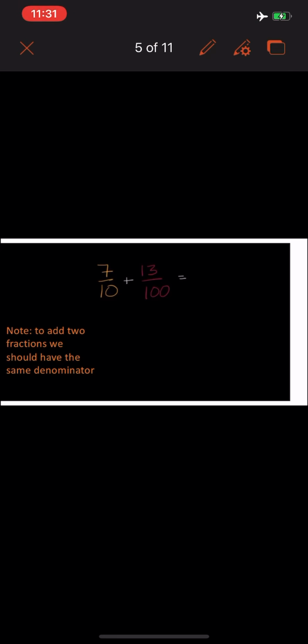As you see here, 7 out of 10 plus 13 out of 100. What can you notice here, girls? We said before, to add two fractions, we should have the same denominators. But look at here, 10 and here is 100. So the denominators are different. And you know this note that to add fractions, we should have the same denominator. So how can I change this into the same denominators?